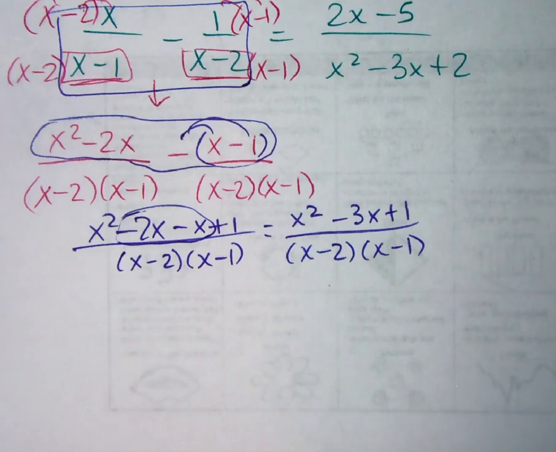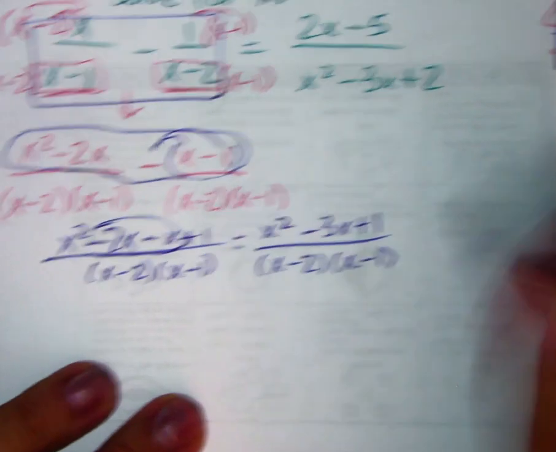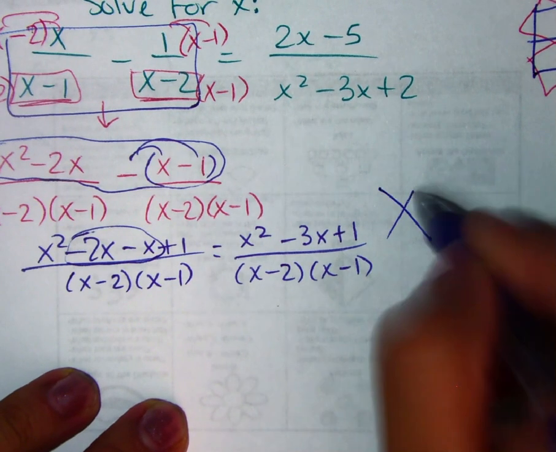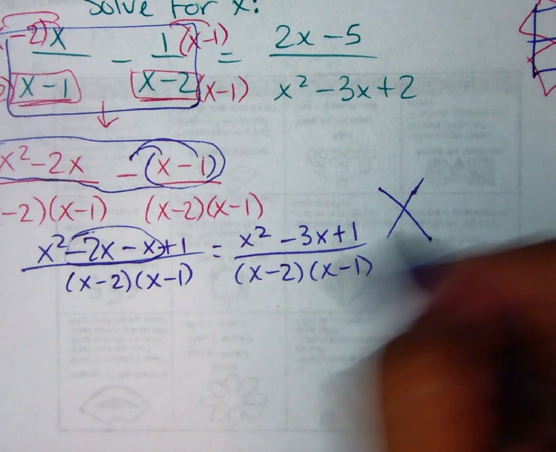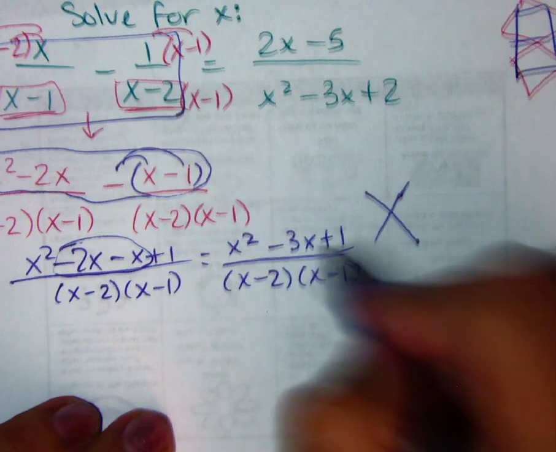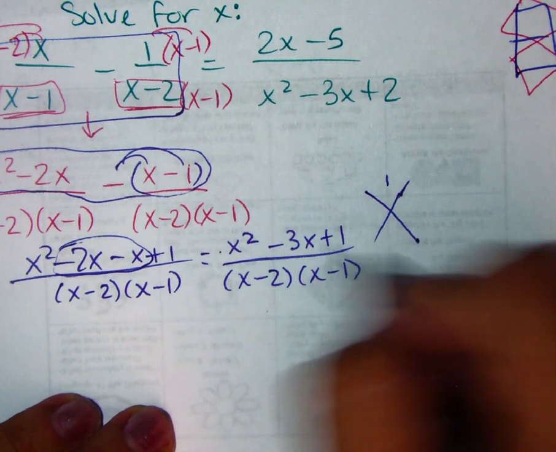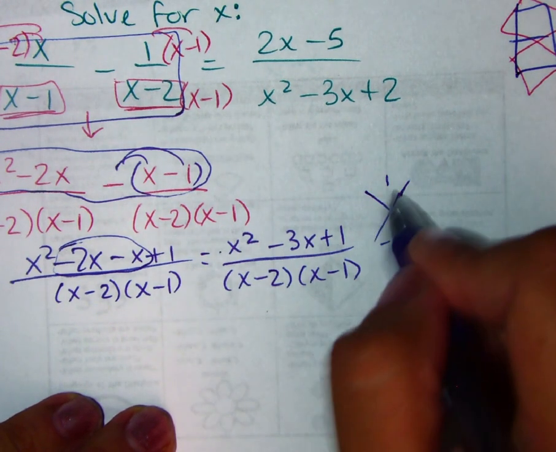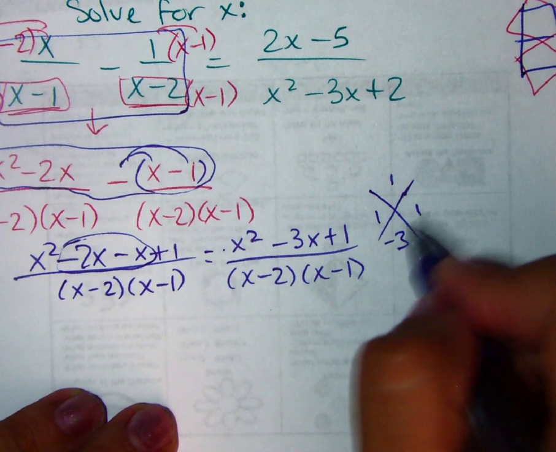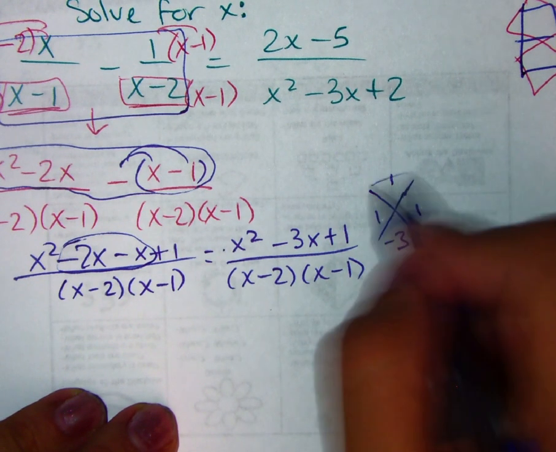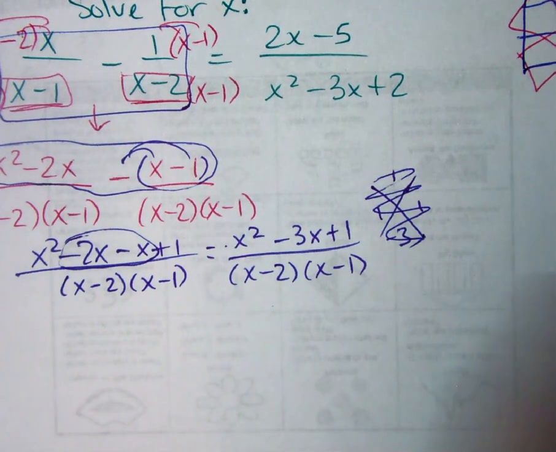You want to just double check that this trinomial cannot be factored. If it can, go ahead and factor it and see if you can cancel any factors out. So a times c is 1, and b is -3. So the only factors of 1 is 1 times 1, and that cannot give you -3. So this numerator cannot be factored.